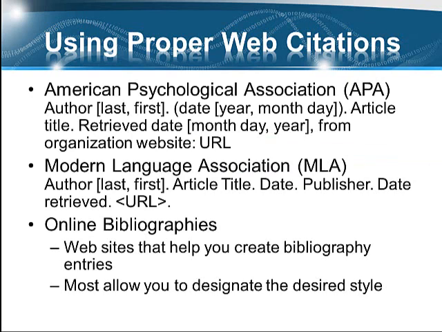The American Psychological Association, or APA, has proper web citations as the author's last name and then first name, followed by the date, the year, the month, the article title, the retrieval date, and where you retrieved it from. MLA has the author's last and first name, the title, the date, publisher, and date retrieved. And online bibliographies are websites that help you create a bibliography entry. Most allow you to designate your desired style.